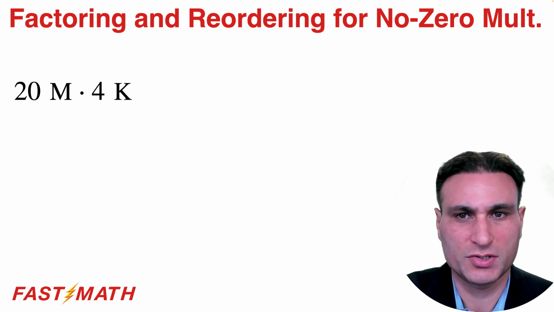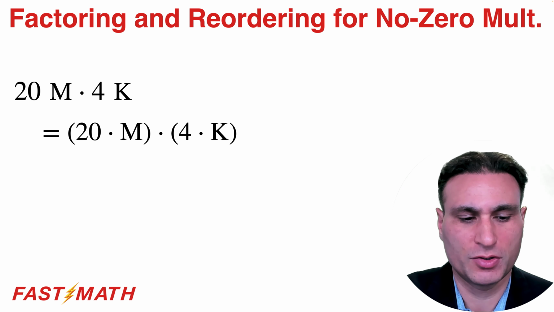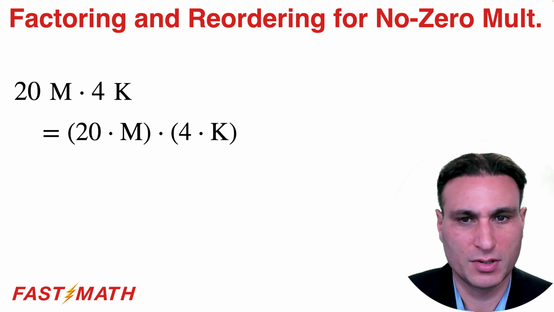As an example, let's say you have 20 million times 4,000. 20 million is really 20 times million. There is an unwritten multiplication sign between the numerical portion and the unit of magnitude. Similarly, 4,000 is 4 times 1,000 or 4 times k. So this calculation is actually 20 times million times 4 times 1,000.